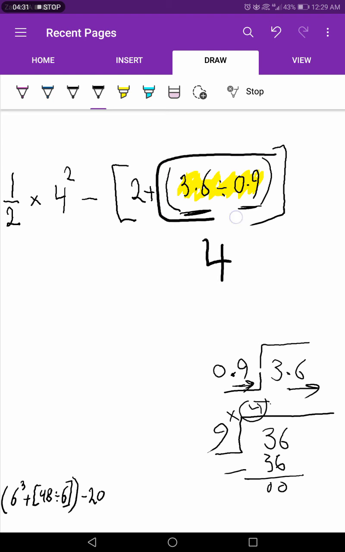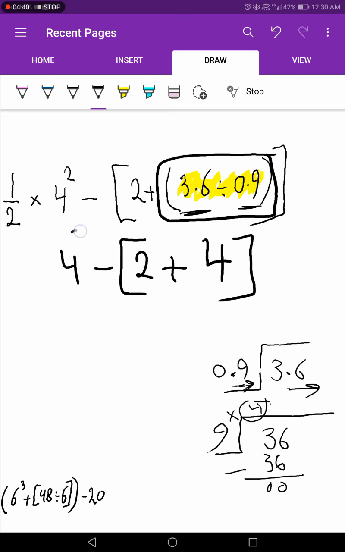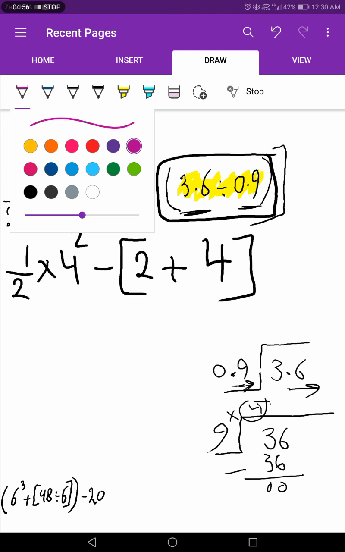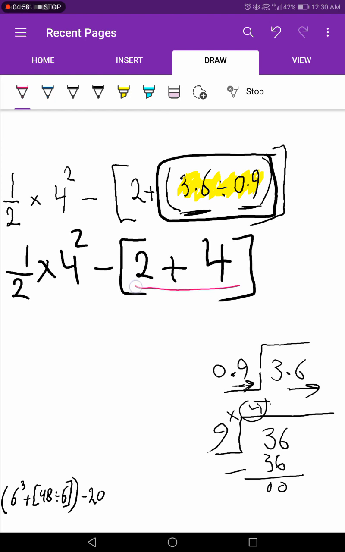So the answer of this is 4. I'm done with this, and I write the rest as it is. Each step you execute, you have to rewrite the expression after you execute it. Now I still have brackets, so the operation inside the brackets: 4 plus 2 equals 6, and the rest as it is. I'm done with this and this.